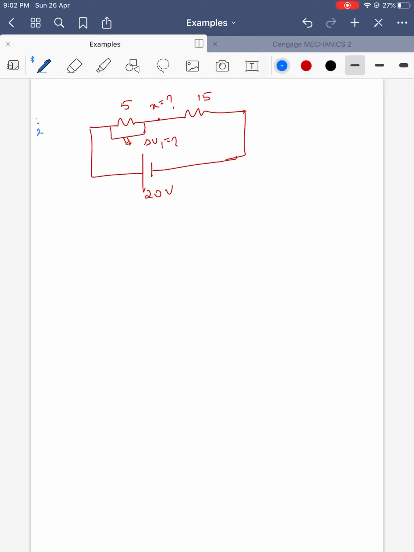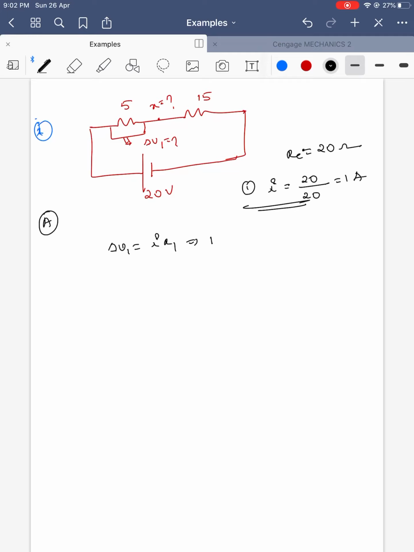How to solve this? First question, this is the answer. First we should get the equivalent resistance. Equivalent resistance is equal to, they are in series, so 5 plus 15 is 20 ohms. I is equal to 20 by R equivalent, which is 20, so it is equal to 1 ampere. We got I is equal to 1 ampere, the first step is done. Next, delta V1 is equal to I into R1. So I is 1, R1 is 5, so delta V is 5 volt.